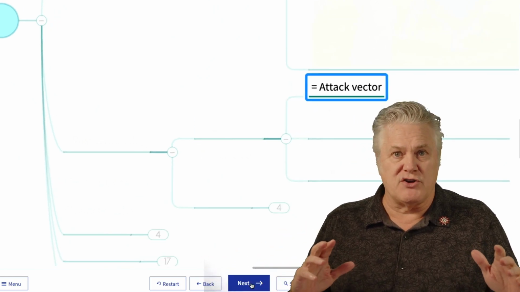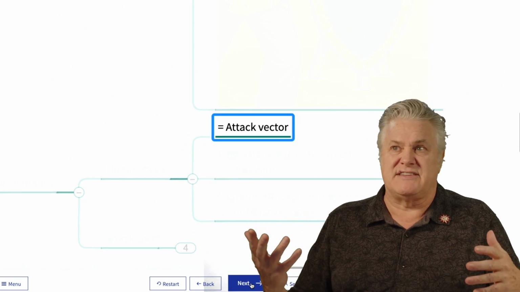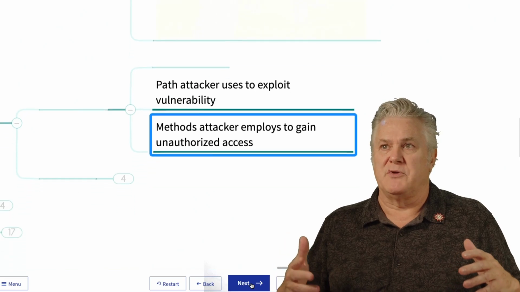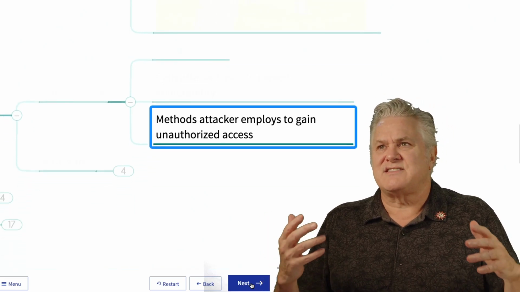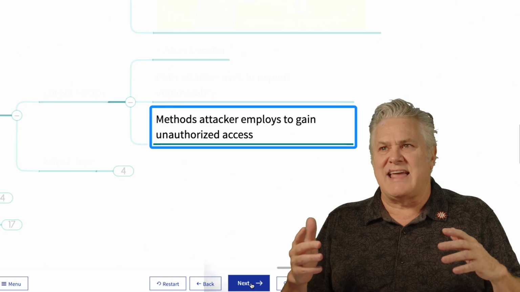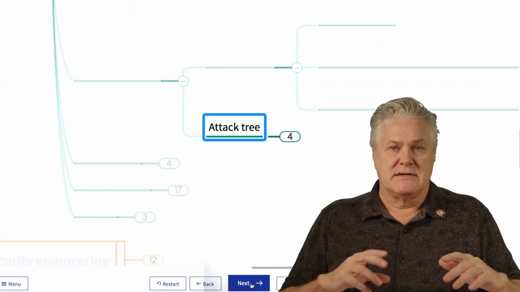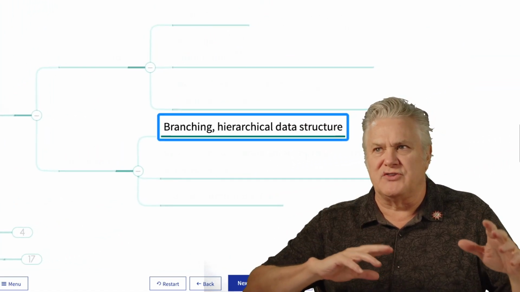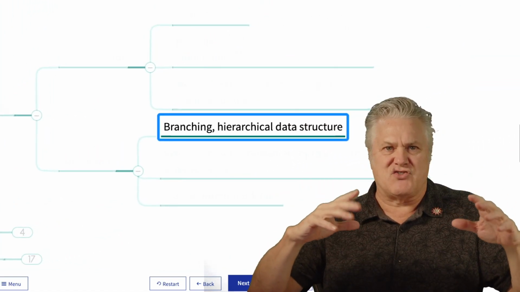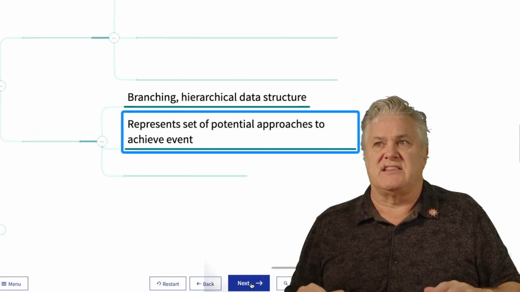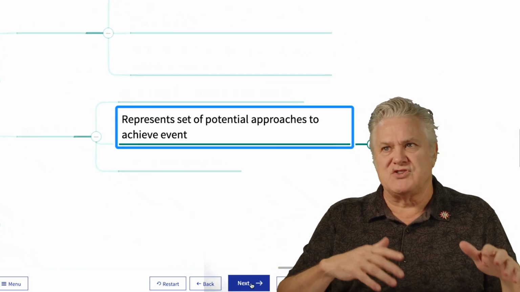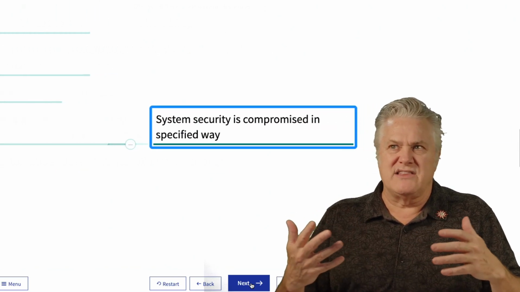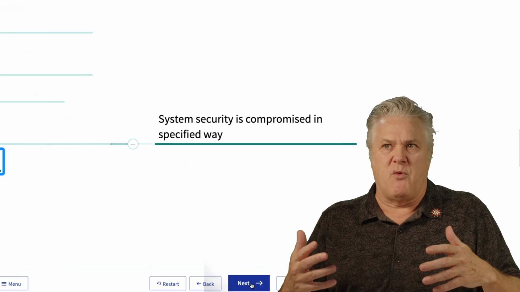So sometimes it's called a threat vector, or maybe it's even an attack vector. And that's the path the attacker uses to exploit a particular vulnerability, or said a different way, that's the methods that an attacker employs to gain unauthorized access. Now there's also attack trees, which are different. They're hierarchical in nature, a data structure like a tree structure that you would see out there. And that's the potential approaches to achieve the event. What is the event? Well, that's the evil stuff. That's breaking the system security in a specific way.